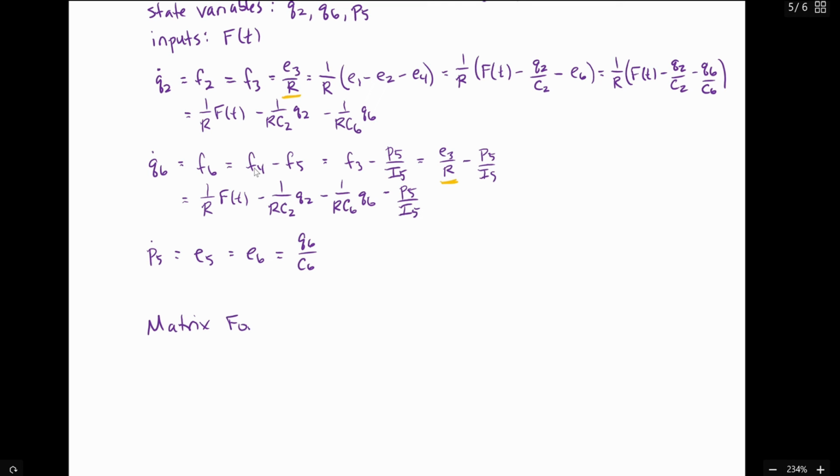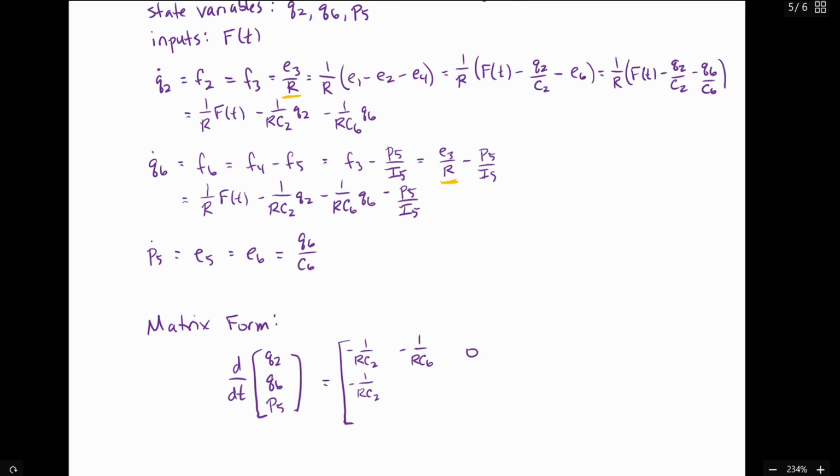So we're going to place this in matrix form as requested by the prompt. We have our time derivative of our state vector, and here we can choose any order that we like for the state variables. I'll just choose Q2, Q6, and P5 in that order. We look at our Q2 dot equation. The coefficient of Q2 is minus 1 over RC2, then the coefficient of Q6 is minus 1 over RC6, and our coefficient of P5 is 0.